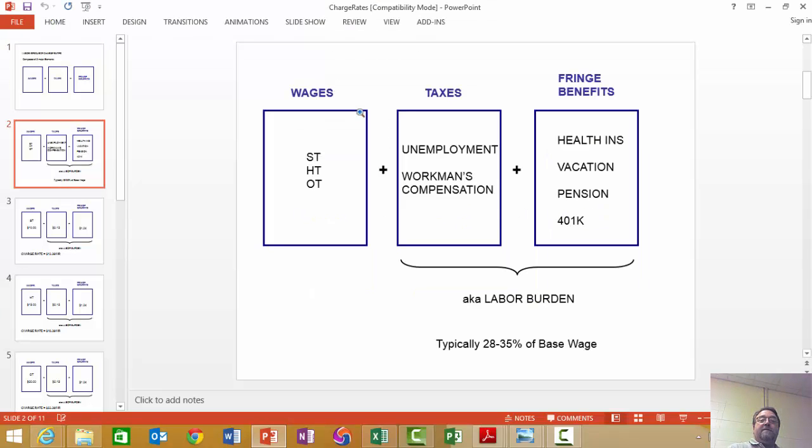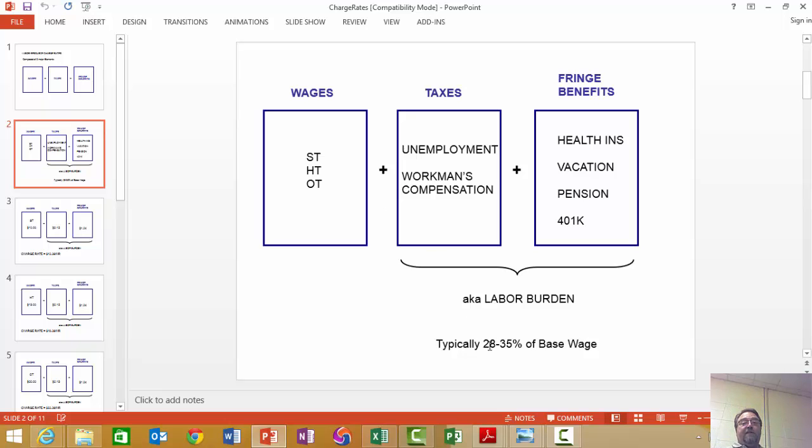little boxes. This stands for straight time, time and a half, and overtime, which is typically double time. So fringe benefits are things like, do you give your people a truck to drive? Do you give them health insurance? Do you give them a week of vacation every year? If you give them a week of vacation, you've got to build that into their wage. Things of that nature.